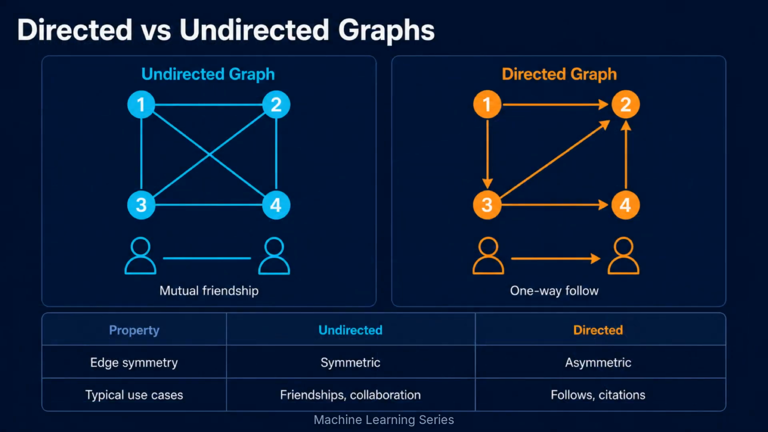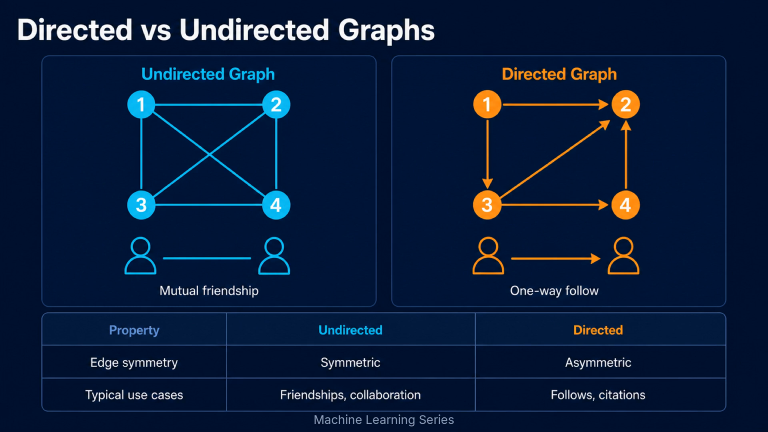Graphs come in two fundamental flavors, directed and undirected. In an undirected graph, edges have no direction. If A is connected to B, then B is also connected to A. Think of Facebook friendships. If you're friends with someone, they're automatically friends with you too.